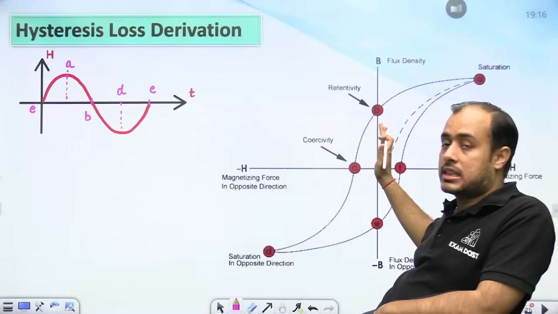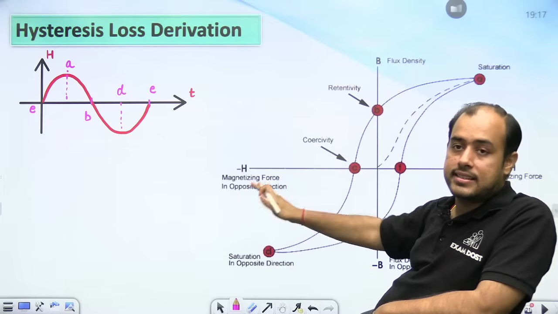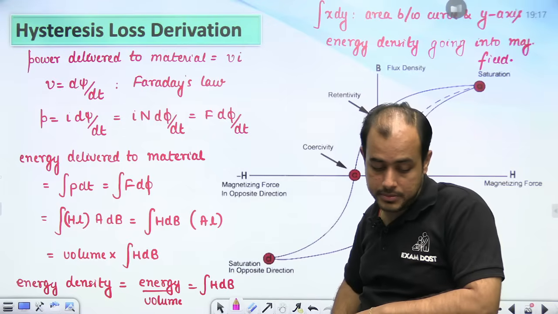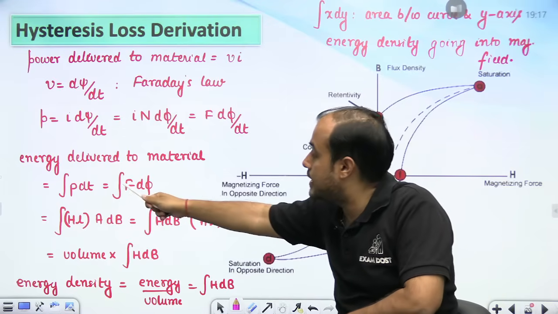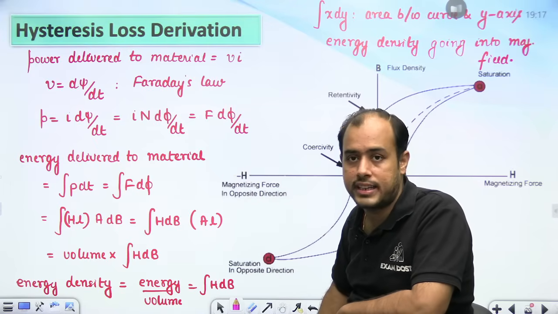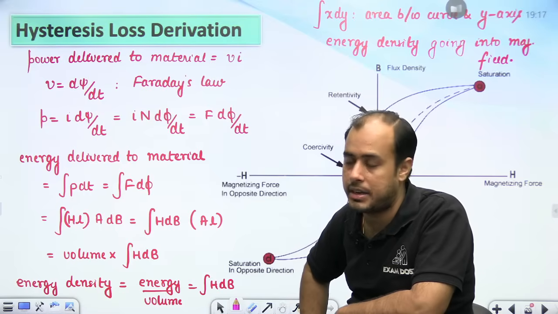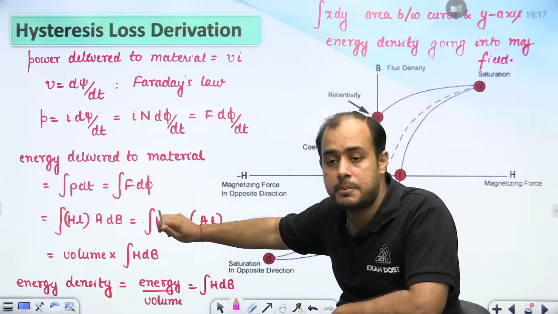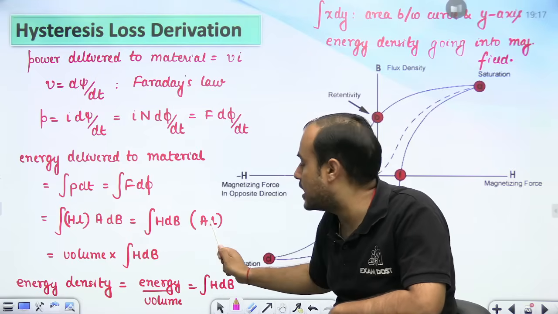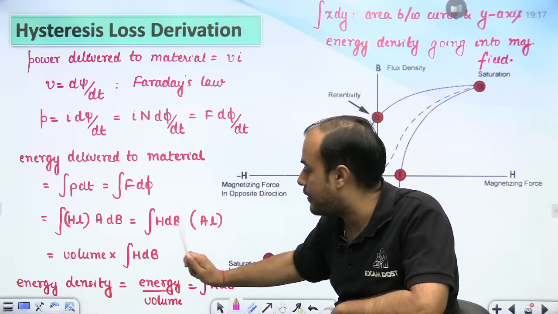Positive half cycle का मतलब right side और negative half cycle का मतलब left side, because here H is negative, here H is positive. एनर्जी डिलीवर्ड के बाद नहीं समझ में आया. एनर्जी डिलीवर्ड मैंने किया P dt, dt से मल्टीप्लाई करो बचा F d phi. अब F होता है H into L, मैग्नेटिक फील्ड into लेंथ इज mmf, and phi is B into area, so area comes outside dB. So I take length and area common, area into length is the volume, and in the integration you have H dB.